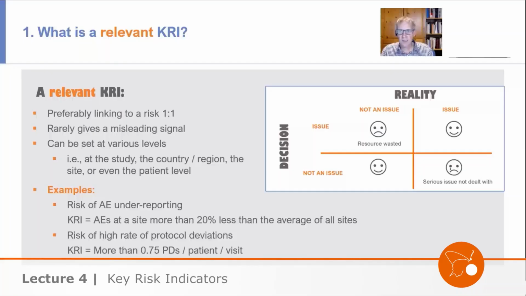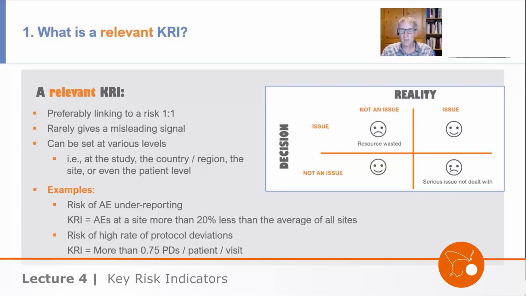What's a relevant key risk indicator? Well, preferably it's got that link to the risk. So when there is the risk, when the risk is emerging or being realized, it does actually give a signal. And it rarely gives a misleading signal.